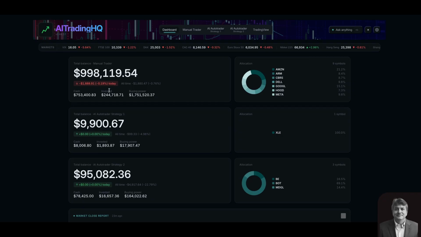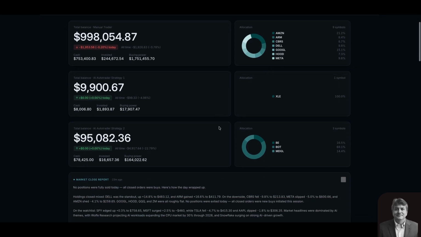So these are all paper accounts. This is not real money. I do not have this money in these accounts, but I do have paper money in these accounts to these balances. And this is just basically a dashboard, the first tab. There is a manual trader portfolio, there are 2 auto trader portfolios, and they have certain things in them. And just one position in the auto trader strategy one today.